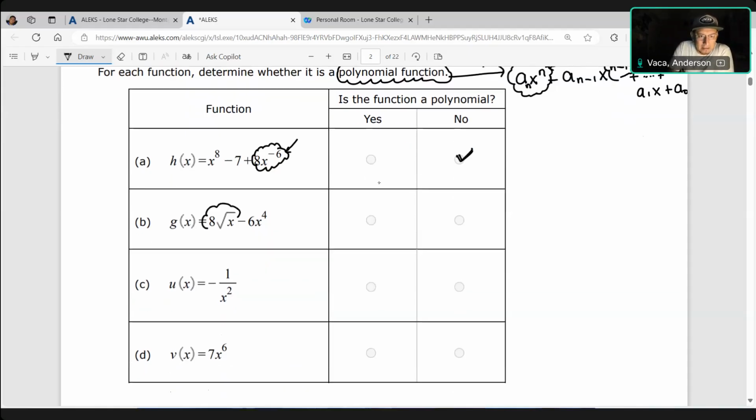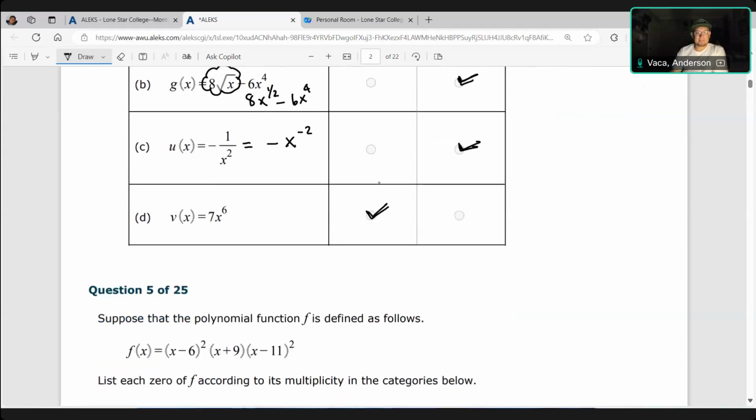Look at this. That is the same as 8x raised to the power of 1/2. So therefore, it is not a polynomial. This is the same as negative x to the negative 2 power. Not a polynomial because it needs to be a positive integer. Oh, check this out. It is a very simple polynomial, and therefore, bam, it is a polynomial. All right, let's move on out of this.